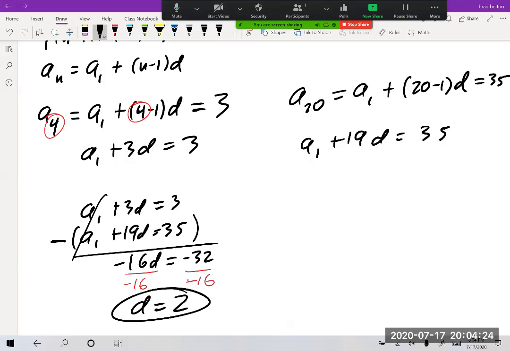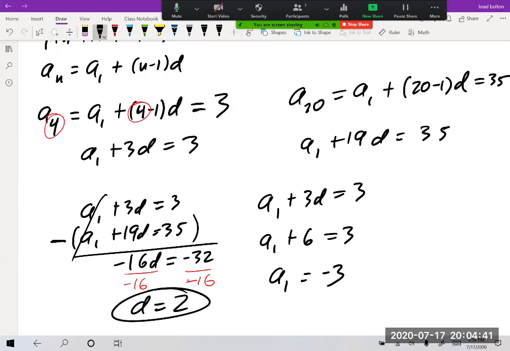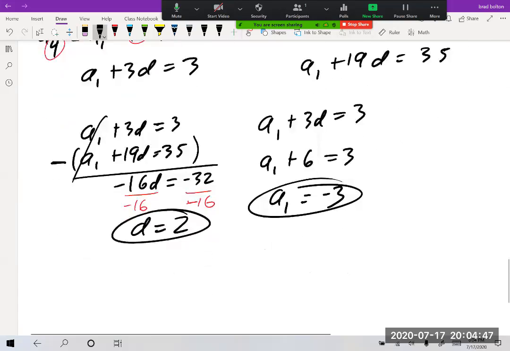But if I know that d is worth 2, I can plug it back into a sub 1 plus 3d, which is worth 3, because I now know that that's worth 2, right? So this becomes a sub 1 plus 6 equals 3, so a sub 1 equals negative 3. So now, wait a minute, if I have a sub 1 and I have d, I can build my formula.